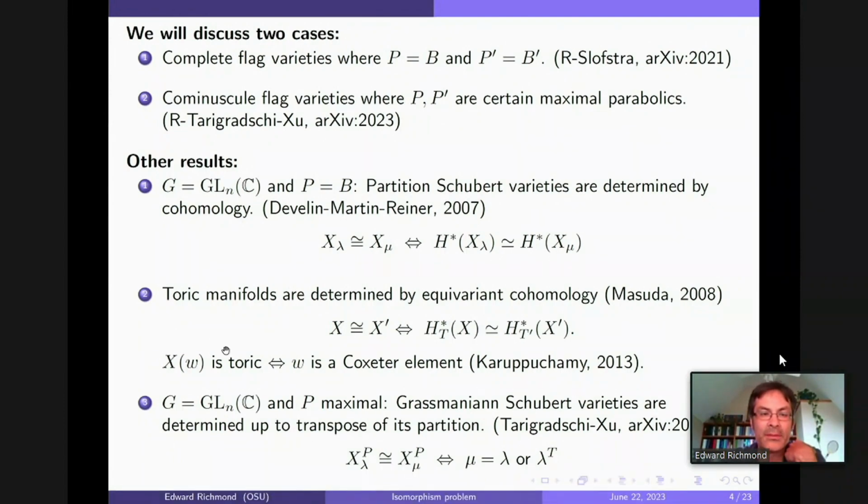The second result right here is somewhat indirect. Toric manifolds were determined to be determined by equivariant cohomology.